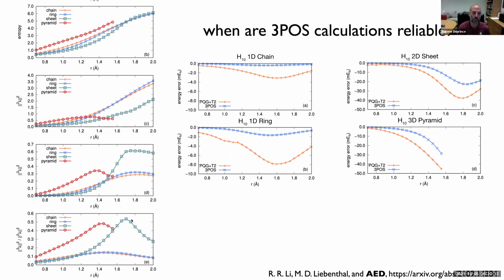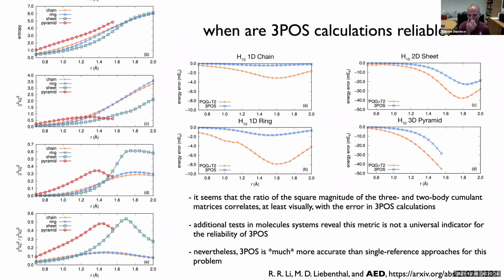So we hypothesized that maybe 3-pos has some difficulties when 3-particle correlations become very important. It tends to over-correlate the 3-particle conditions in these cases. However, this correlation is okay for these systems, but tests on other molecular systems reveal that this really isn't a universal indicator for the reliability of this method. So in this case, correlation is not causation. And I want to point out again, I'm being very critical of 3-pos, but it's much more accurate than the single reference approaches to this problem.